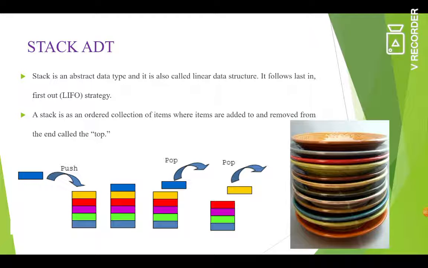So, what is stack ADT? What is the definition of stack ADT? Stack ADT is an example of a linear data structure. Why is it called a linear data structure? Because the elements are stored in sequential order, that is, linear order, but it follows the principle of last in first out strategy. Okay, what is last in first out? The item which is inserted last is deleted first. Okay, it is going to be removed first. That's why it's called last in first out strategy.